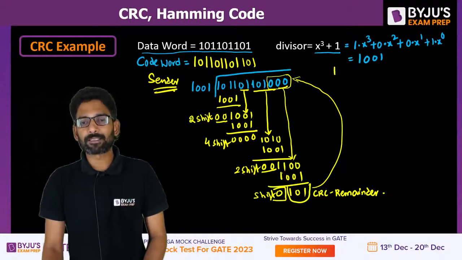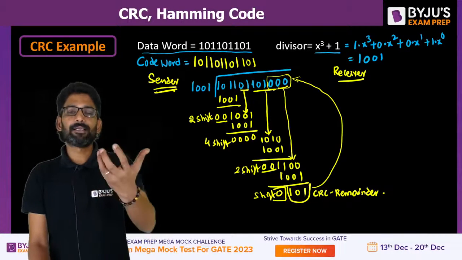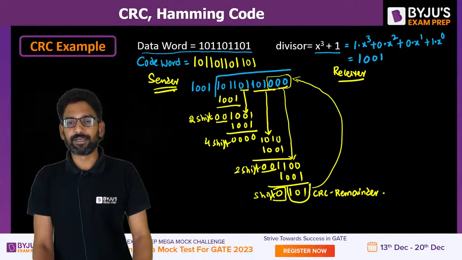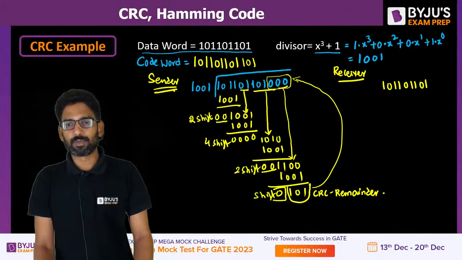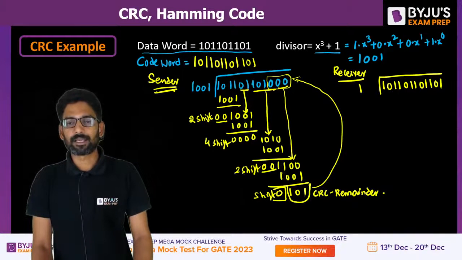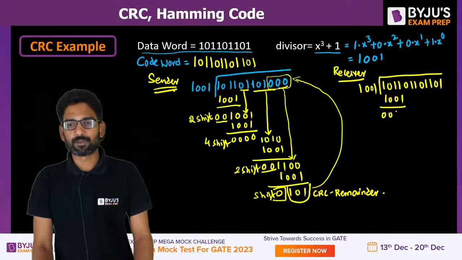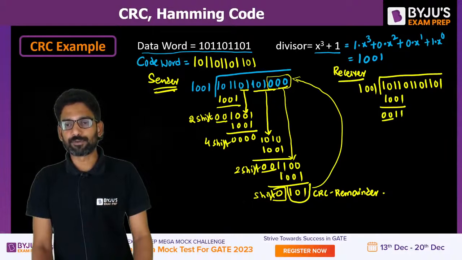The receiver applies the same procedure, but he directly takes the code word as the dividend, 1011011101101, and the same divisor has to be used. So when the receiver applies the procedure, 0011, apply 2 shifts and borrow 01 here.